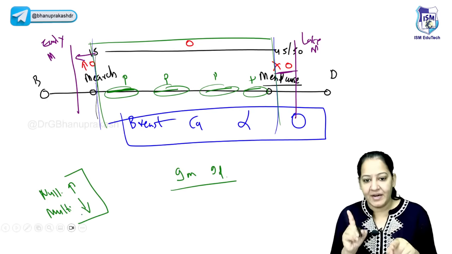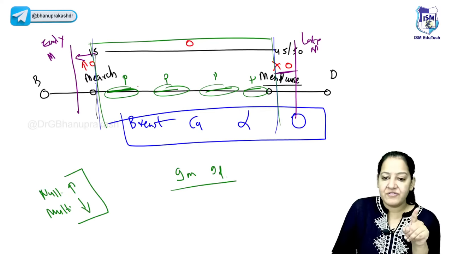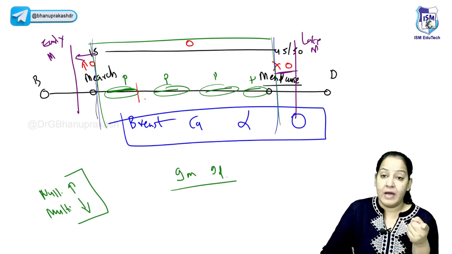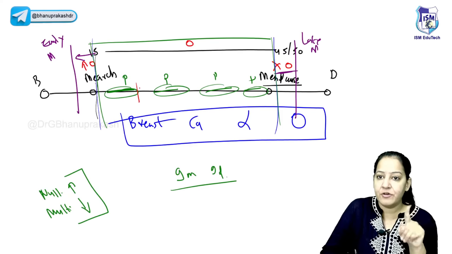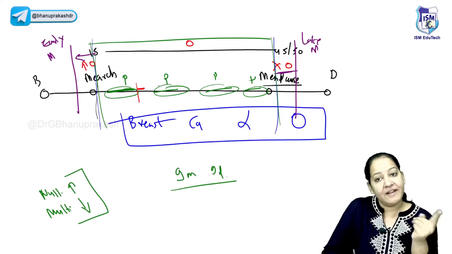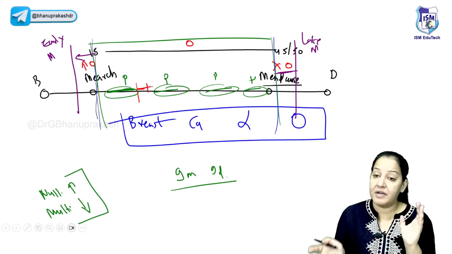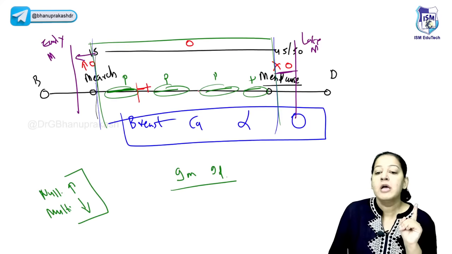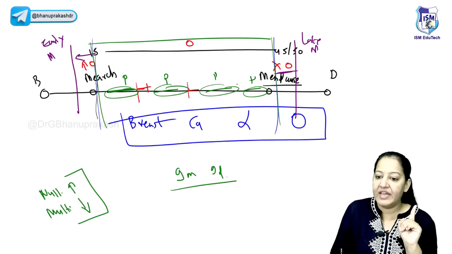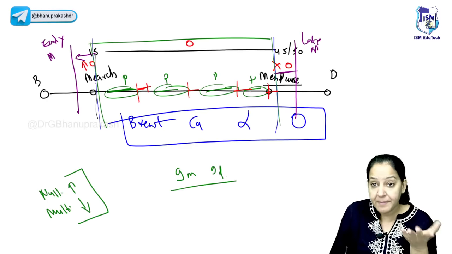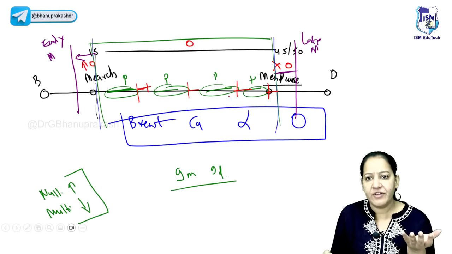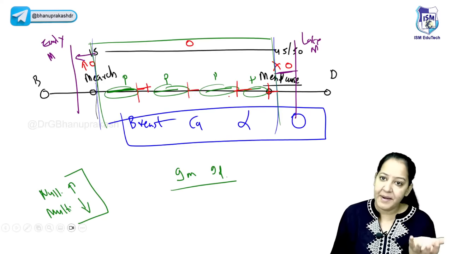Not only this, let me continue. After the delivery of the baby, what happens? We recommend exclusive breastfeeding for the next 6 months, and we recommend breastfeeding up to 2 years. Up to 2 years the breastfeeding should be done, but up to 6 months it should be exclusive. So after pregnancy, after the delivery, all the females should breastfeed their babies. We recommend that to all the females who deliver.